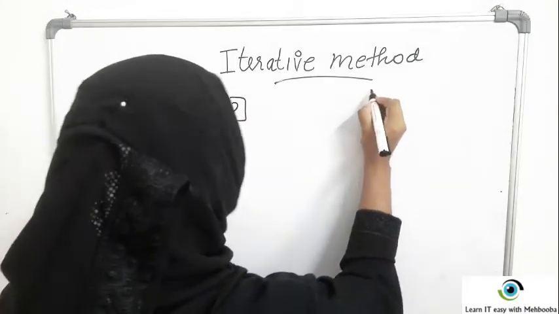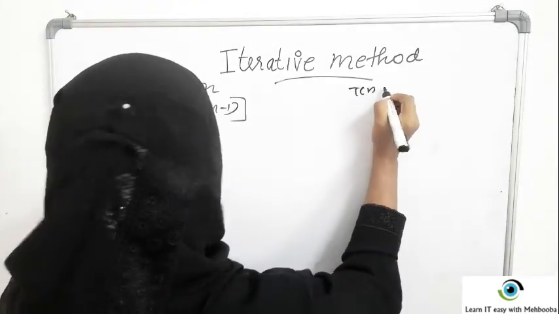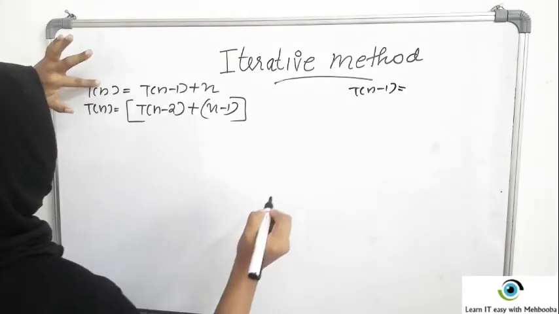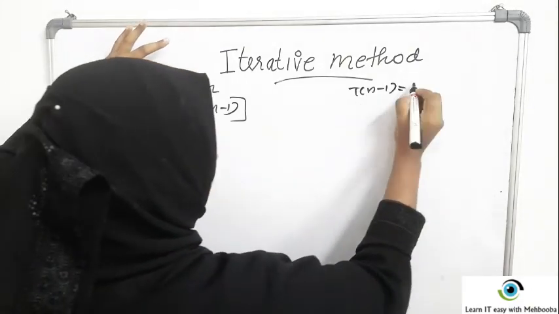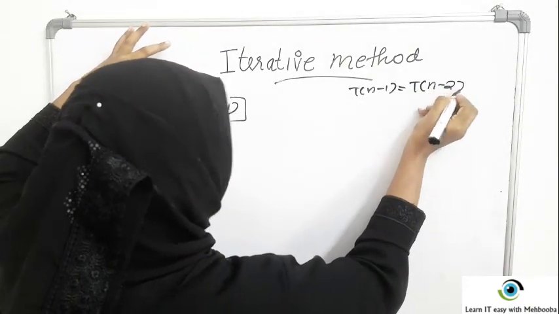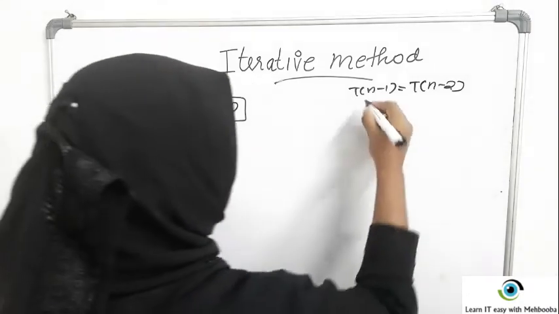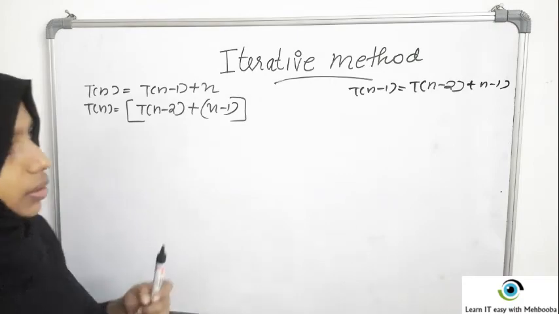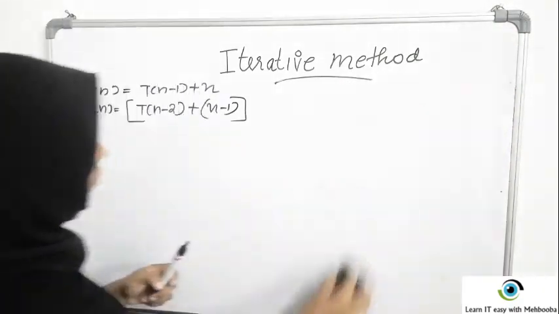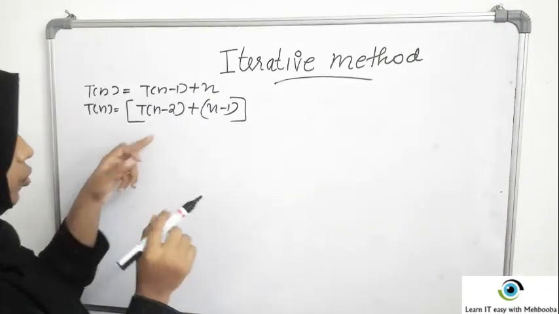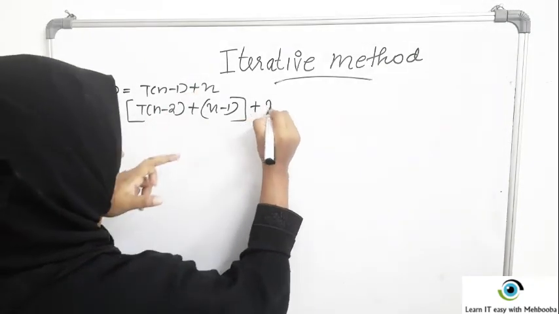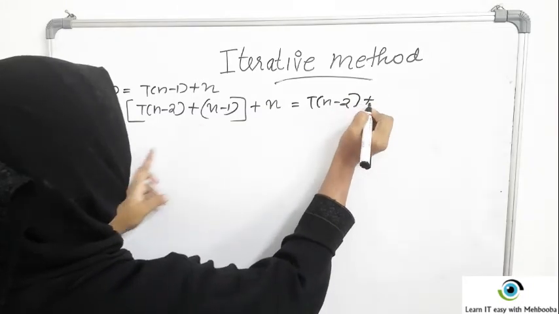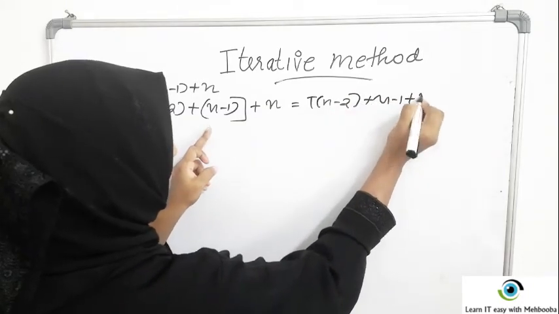Hope you don't have any confusion in it, because if it is T of n, it is T of n minus 1 here. So if it is T of n minus 1, that is T of n minus 2 here. When it is n, it is n here. So when it is n minus 1 here, it is n minus 1 there, definitely. So that's it. T of n minus 2 plus n minus 1 plus this remaining n. So you will get T of n minus 2 plus n minus 1 plus n.